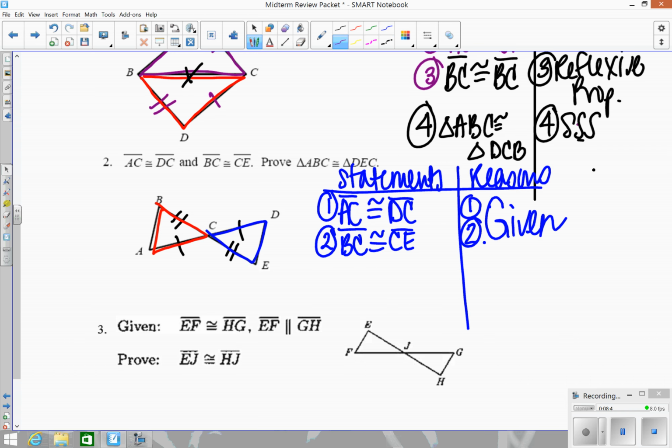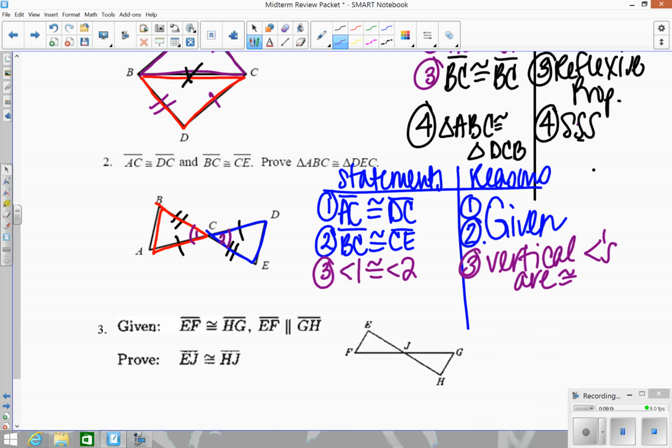And when I look at the diagram, I saw the X right away, so I saw vertical angles. So I'm going to call those vertical angles 1 and 2, and then I can state that they're congruent. So angle 1 is congruent to angle 2, because vertical angles are congruent. And then that's going to be enough information to say that the two triangles are congruent by side, angle, side.